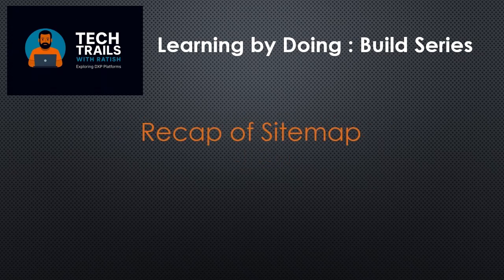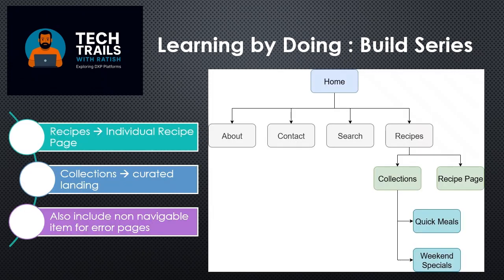Before getting started, let's quickly recap our sitemap. This is the sitemap that we had envisioned for the Taste Trail website. At the top we have the home page. At the first level, the items are About Us and Contact, which are the standard pages, and we have a search page. The heart of our website is the recipe pages, where we have a recipe listing page, and we also have collection pages. So this would form our sitemap.